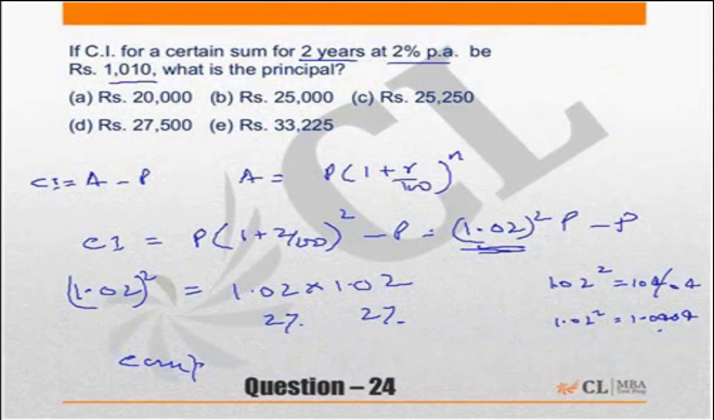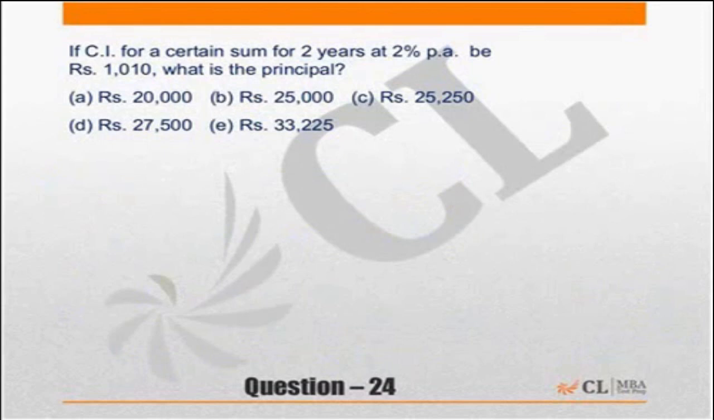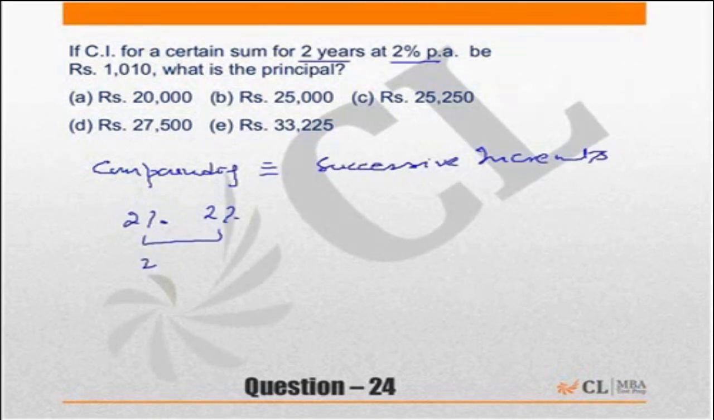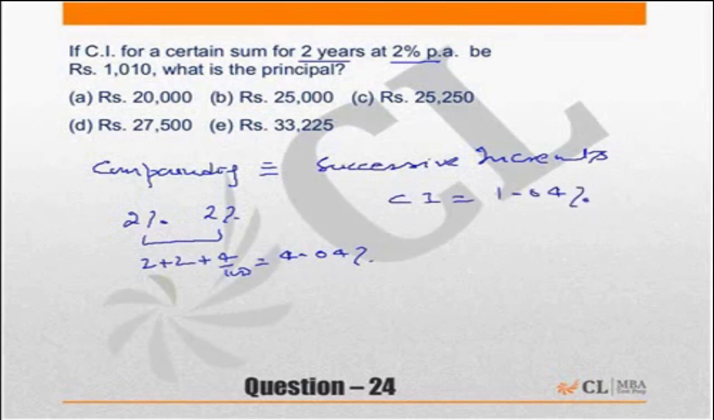Just to repeat this part, because I think it is important for all of you to remember this particular relationship: compounding is equivalent to successive increments. The question says 2 years 2% per annum. That means there will be a total interest. In the first year you will get 2% interest, second year 2% interest, or for the 2 years you will get A plus B plus AB by 100, which is 4.04%. Or in other words, compound interest is nothing but 4.04% of the principal. And as per the question, compound interest is 1010, which is equal to 4.04% of principal.